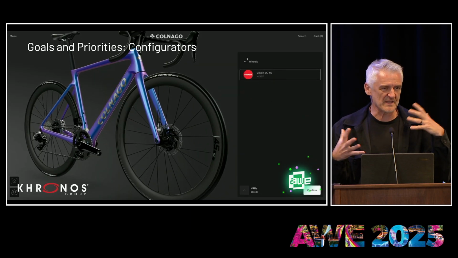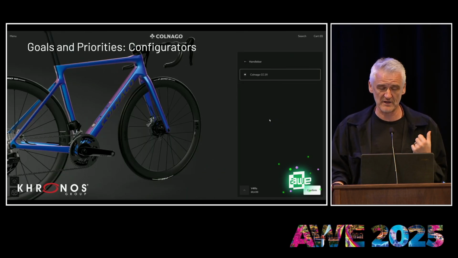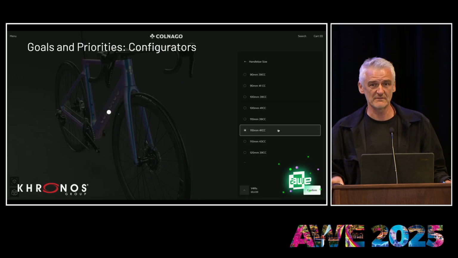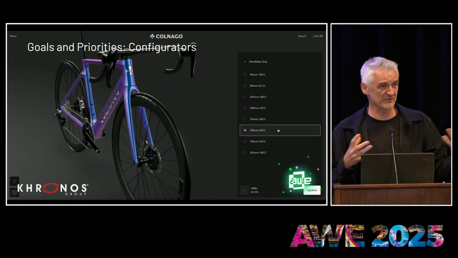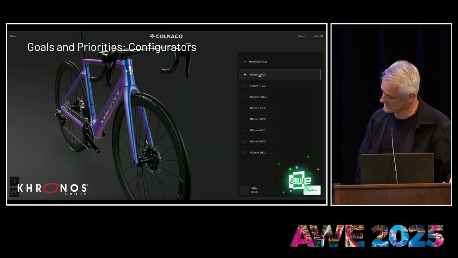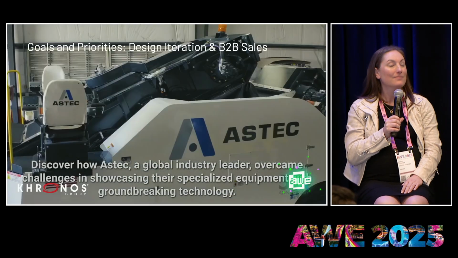So the end result can mean that we have to put a lot of work in, and of course with a configurator like this, it's hundreds of thousands of combination possibilities, from different paints to different colors. You can customize everything on it. But Ashley, I'm going to hand over to you to talk about design iteration and business-to-business sales.